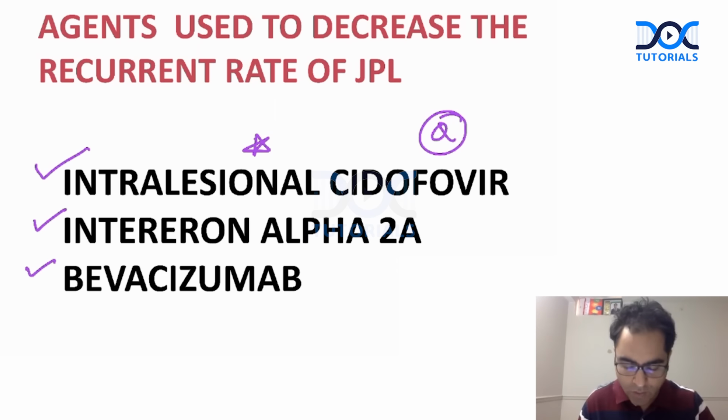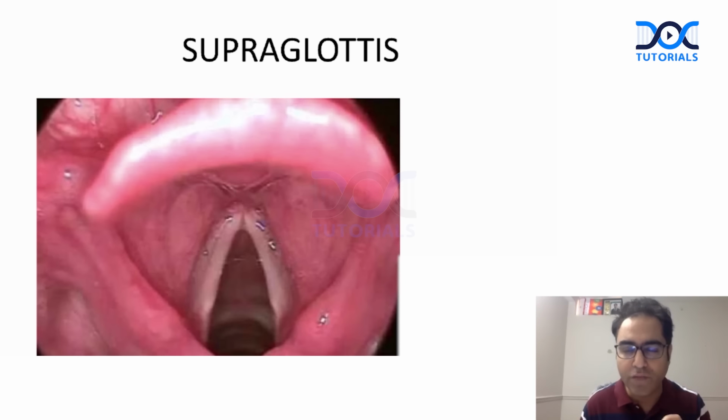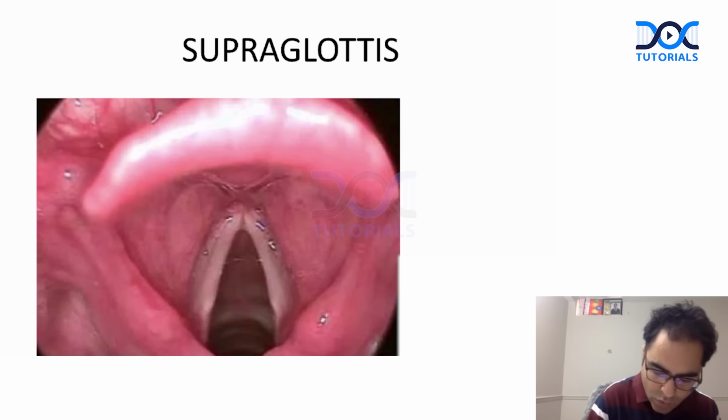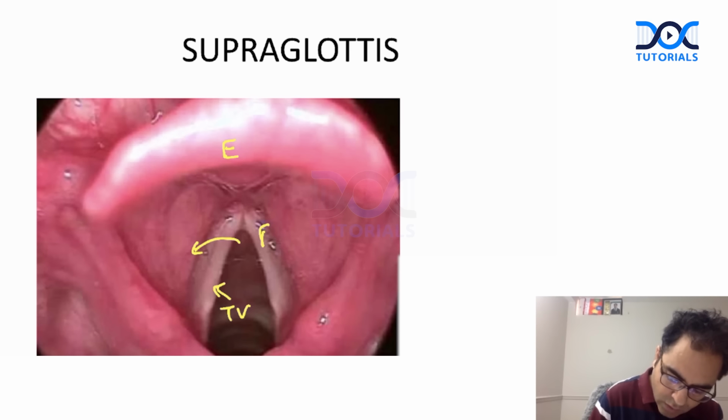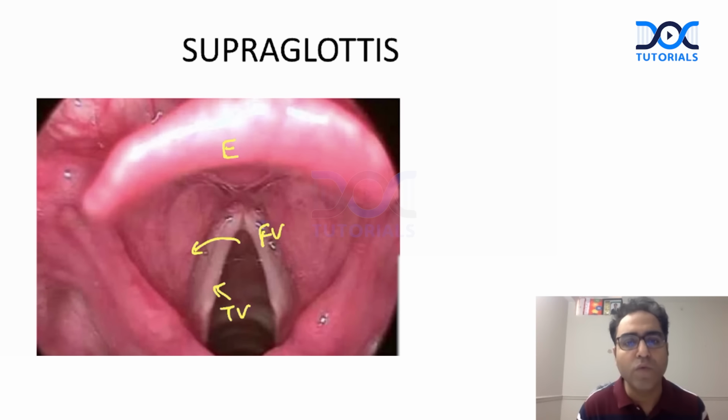Okay, fine. Now, supraglottis. Guys, this is a high yield rapid revision of ENT. Supraglottis, let's talk about it now. Please see, this is of course your epiglottis. This is your true vocal cord, and these are the false vocal cords.